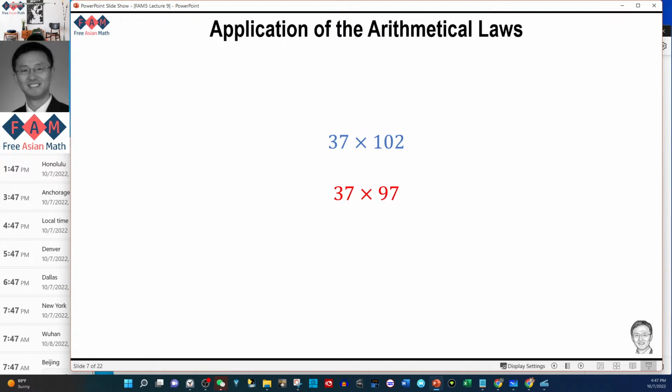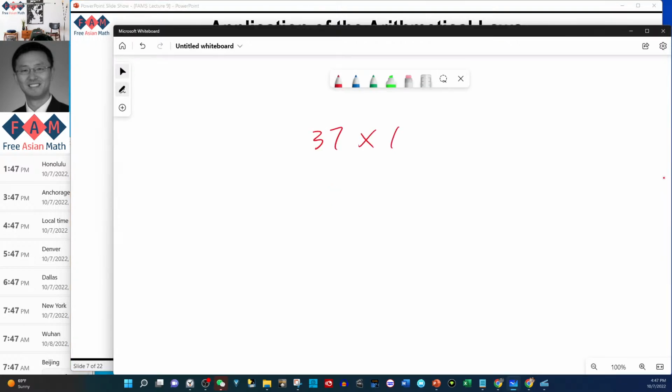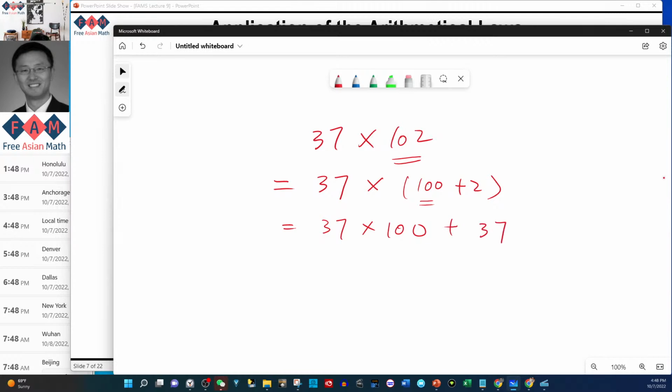So you multiply 37 with 102. 37 times 100 plus 2. The reason is that we like nice numbers like 100. Now we can use the distributive law, because 37 times 100 by distributive law, and then plus 37 times 2. This will become much easier to do, because 37 times 100, that's just 3700. You just add 0 to that.